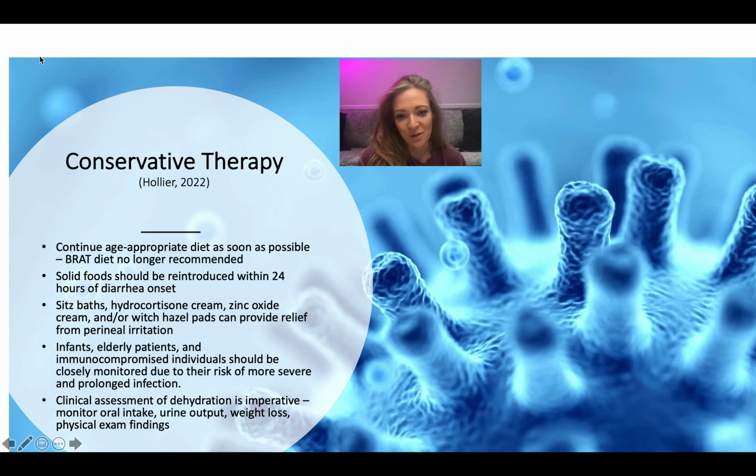As I've gone over multiple times, infants, elderly patients, and immunocompromised individuals should be closely monitored due to their risk of more severe and prolonged infection. Clinical assessment of dehydration in every patient is imperative. We should monitor their oral intake and urine output, make sure it's correlating, and be aware of any significant weight loss and physical exam findings.